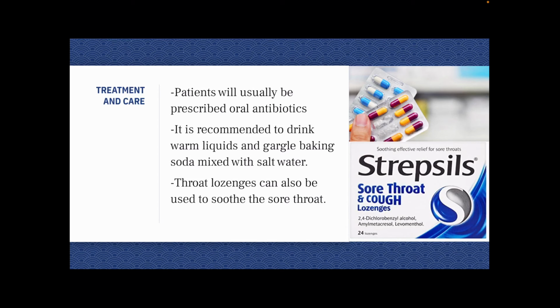Treatment and care. If a patient has Streptococcus pyogenes, they will usually be prescribed oral antibiotics. The recommended duration of antibiotic treatment is 5 days. It is recommended to drink warm liquids and gargle baking soda mixed with salt water. Throat lozenges can also be used to soothe the sore throat.